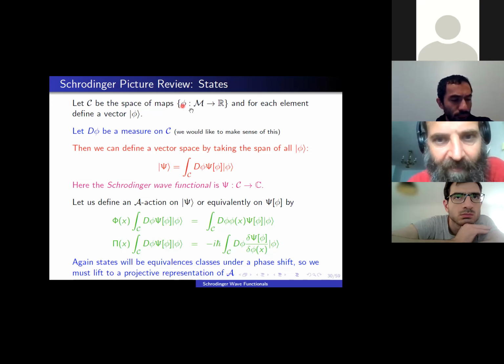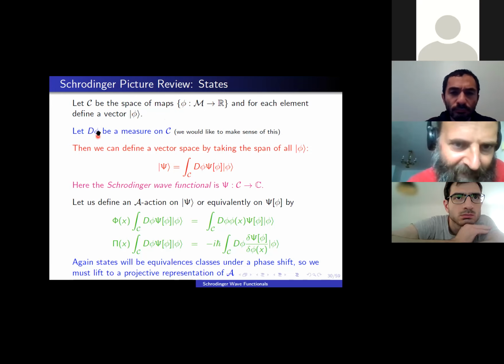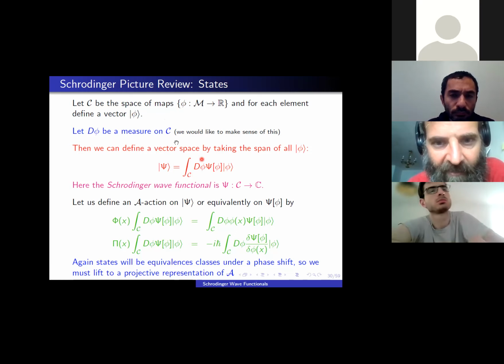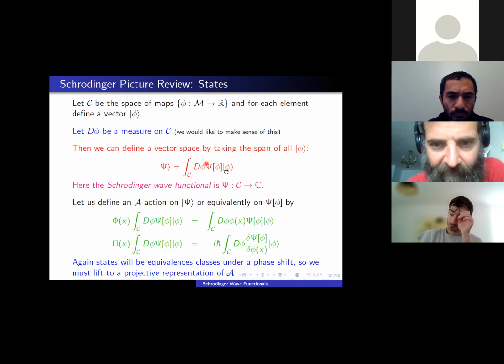So let's take some space of maps going from M to R, and for each element define a formal vector. Now, let's pretend that we could define a measure on the space. Then I could take a formal linear combination defined like this. So we have these formal objects phi, which correspond to the maps, and I'm taking a formal linear combination of maps. And the coefficients are the Schrödinger wave functionals. These are the things that the talks are about.